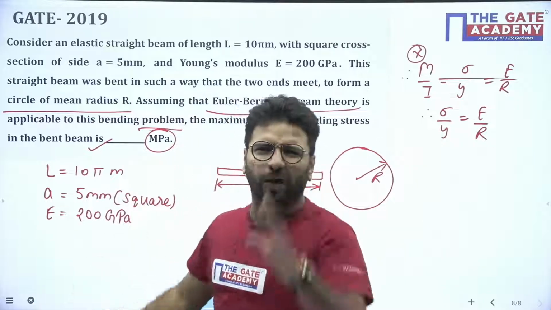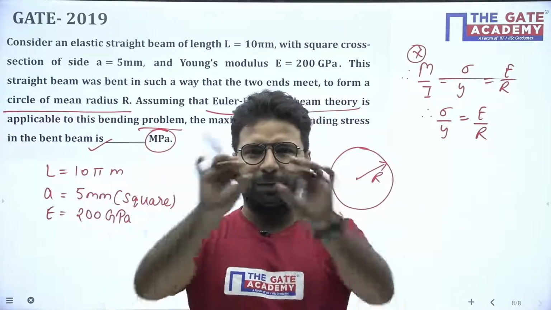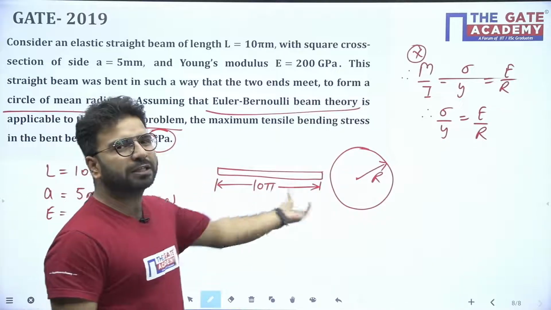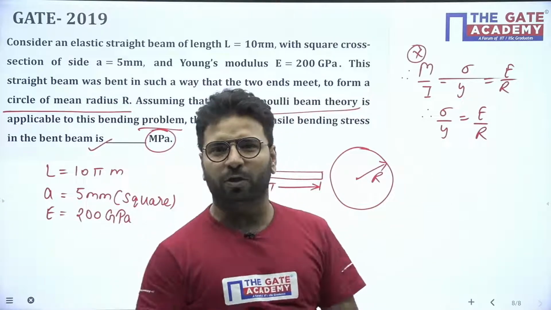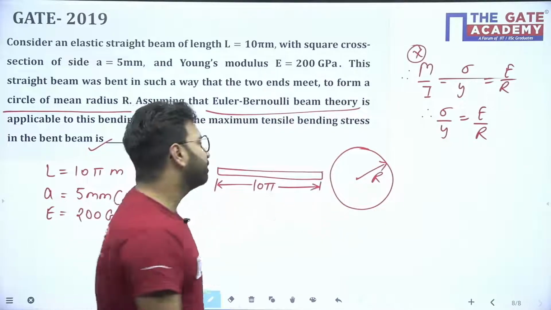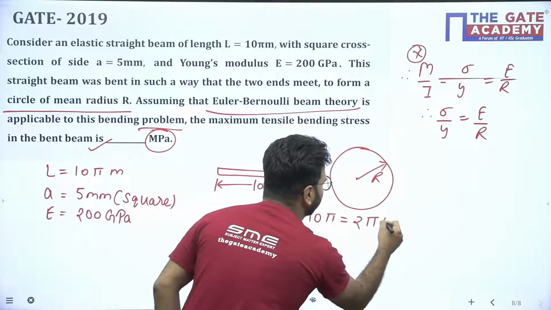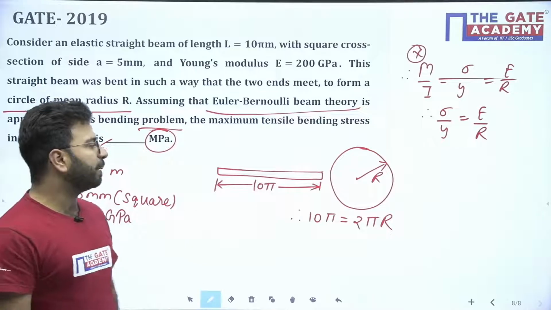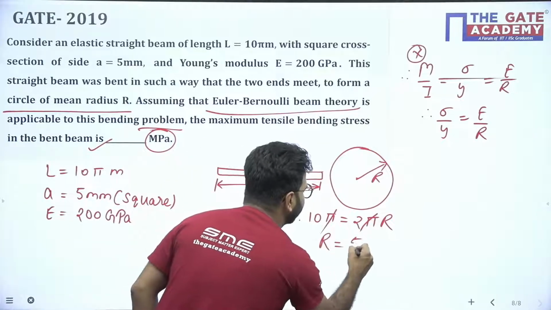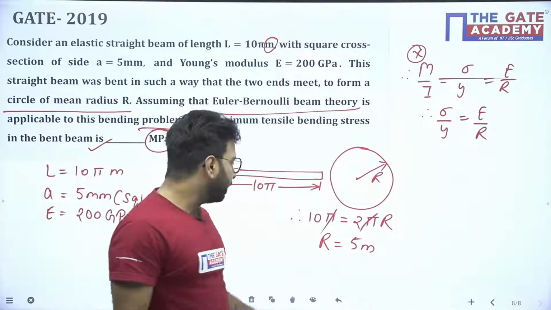The question is saying the straight beam is bent into a circle. The length is 10π, so this length will be equal to the circumference of the circle, yes or no? If the length is 10π here, then it will be 10π here too. So can I say 10π is equal to 2πr, yes or no? Pi and pi will cancel, and R will be 5 meter. Why meter? Because the length is given as 10π meter.